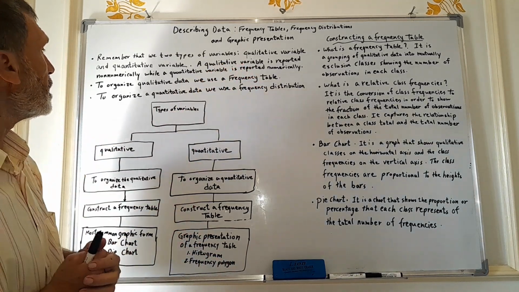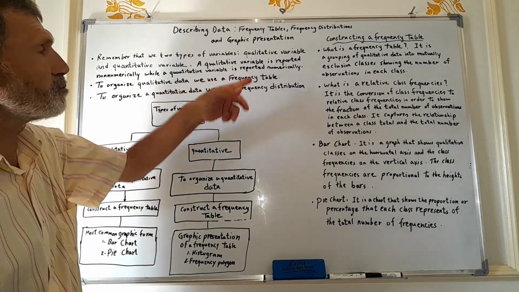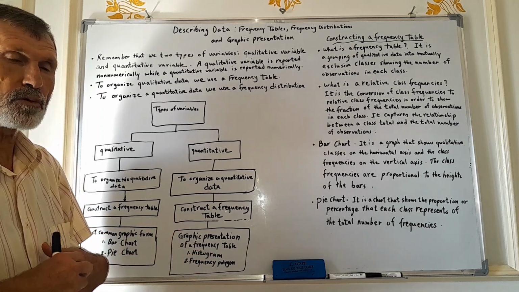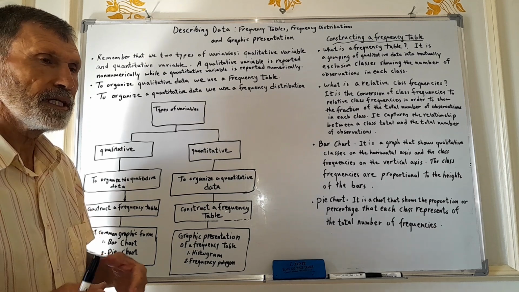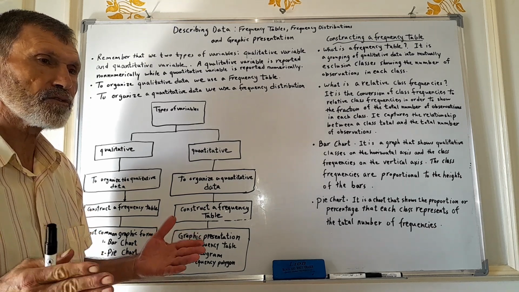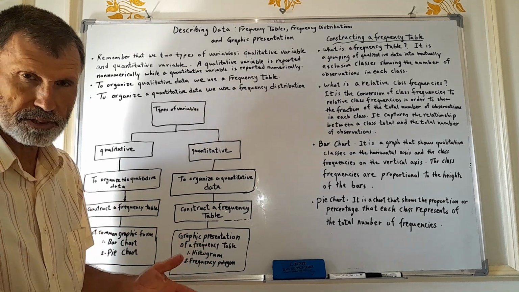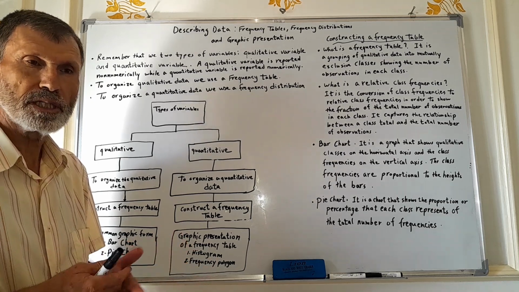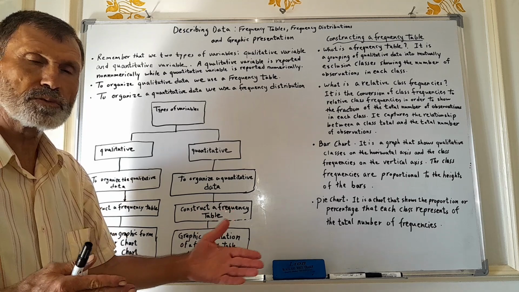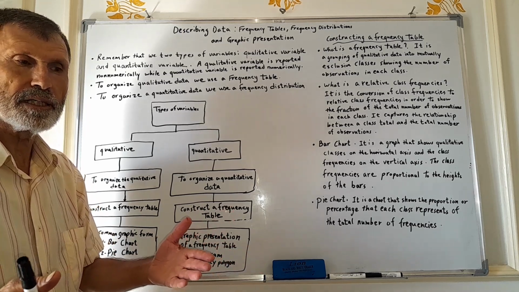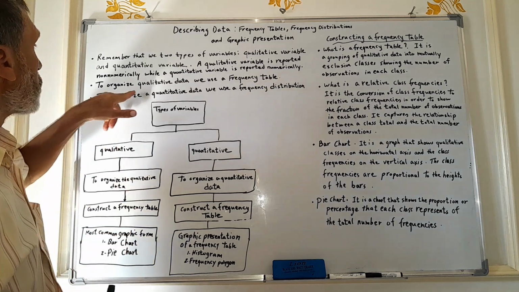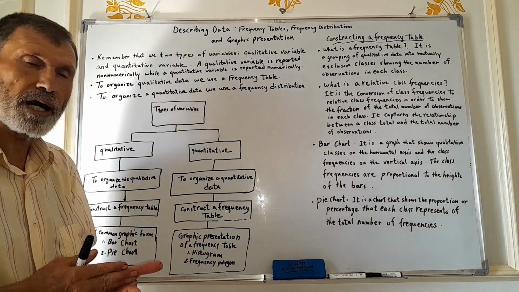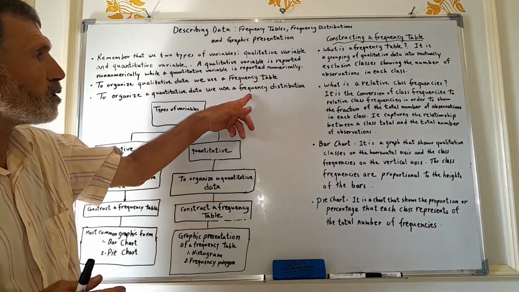Quantitative data, of course, is data that is reported numerically. Examples of it: the amount of money you have in your account. Okay, this is quantitative data. The number of rooms you have in your house. Do you have 3 rooms or 4 rooms? These are reported numerically. Now, to organize qualitative data, we use a frequency table. However, when we want to organize quantitative data, we use a frequency distribution.